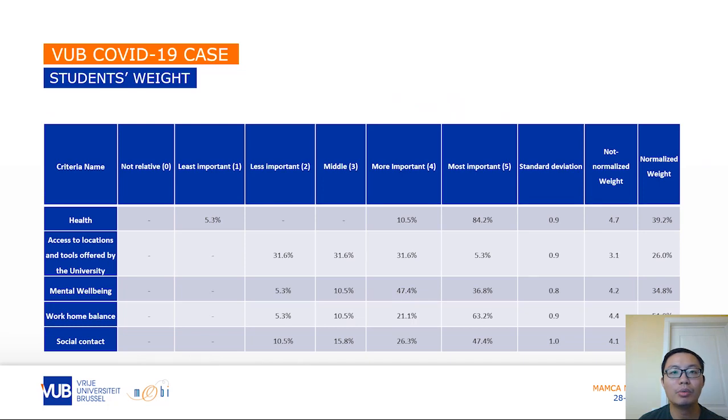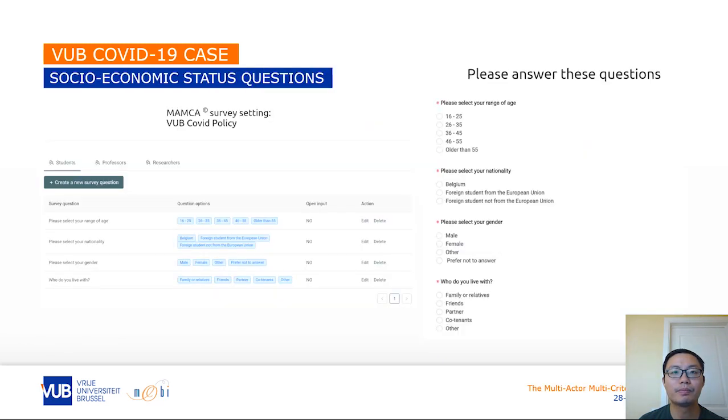The final weight elicitation of the students group is listed. We can see the allocation of the importance level on different criteria, the standard deviation, and the non-normalized and normalized weights. Collecting socio-demographic profiles of the stakeholders provides a broader view of the stakeholder groups, which helps the decision makers identify profiles, concerns, and opinions.